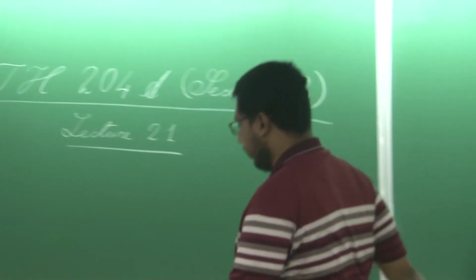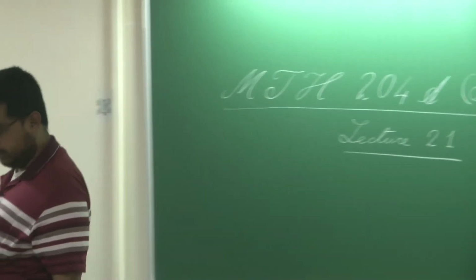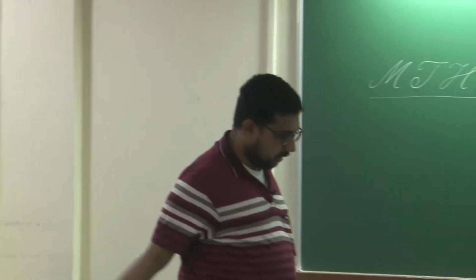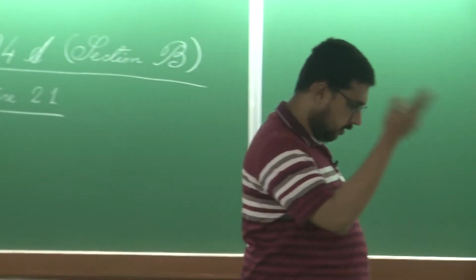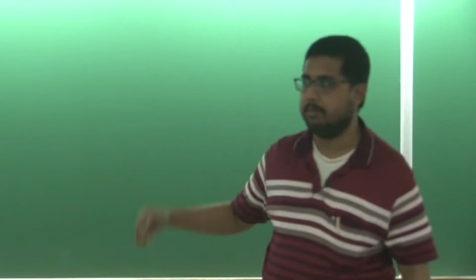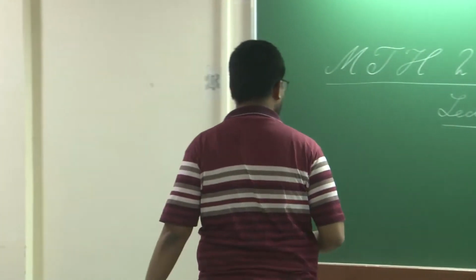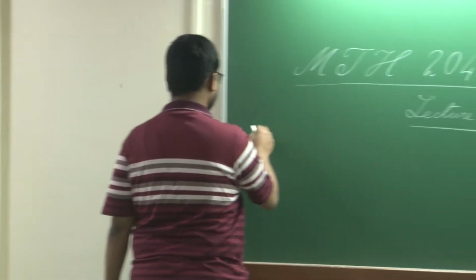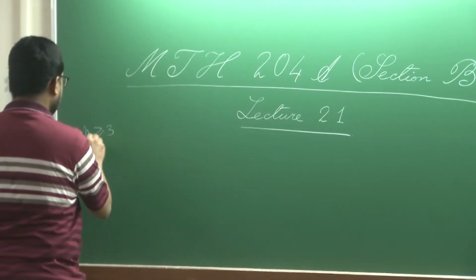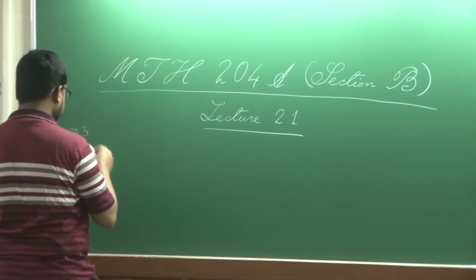This is the 21st lecture of the course MTH 204A for section B. As I announced in the last lecture, we will be discussing automorphism groups of the symmetric groups. So, as usual, let n be a natural number greater than or equal to 3.